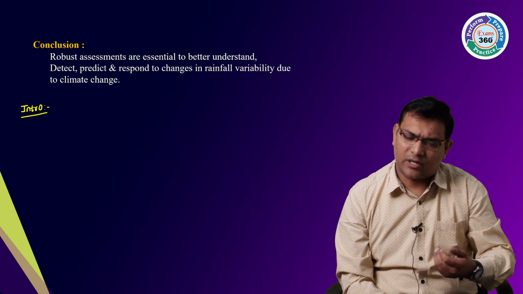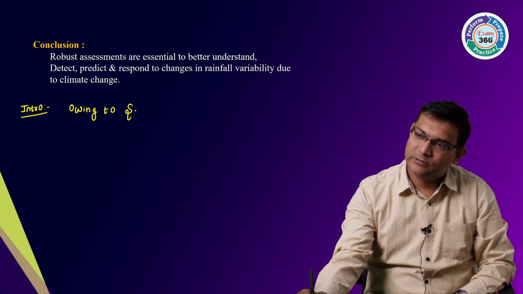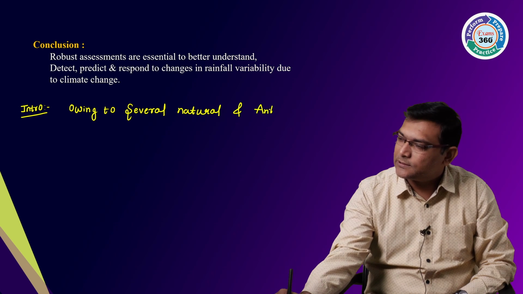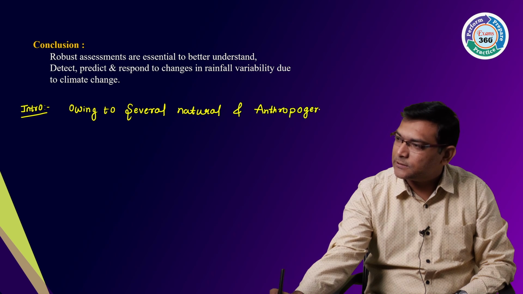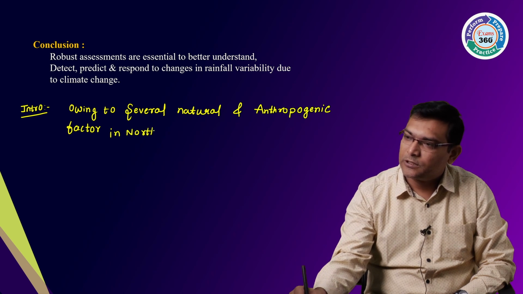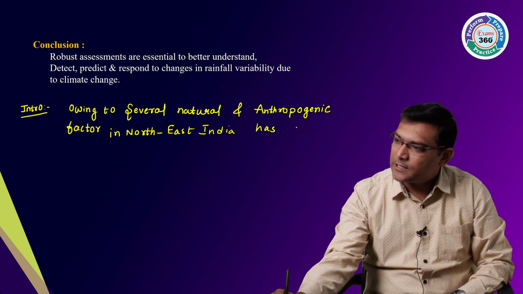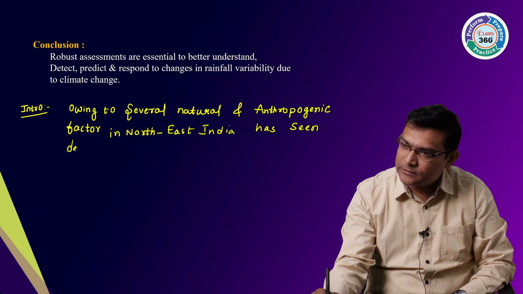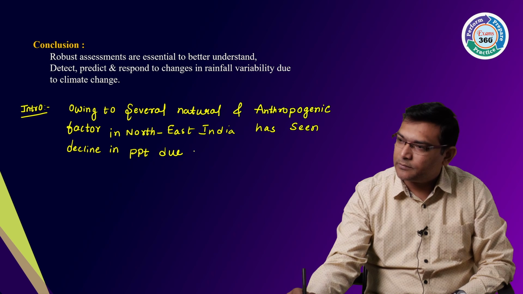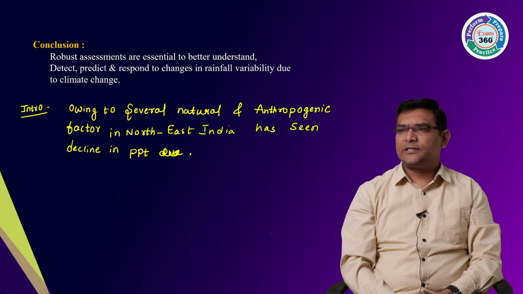So you can write like this also: owing to several natural and anthropogenic factors, the northeast India has seen decline in precipitation. This is the introduction part. Clear? This is your introduction part.